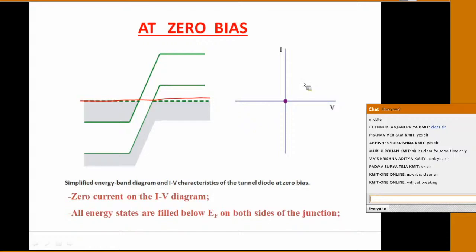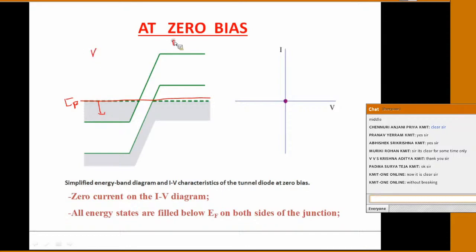There is zero current on the IV diagram. There is no current. At zero bias, all energy states are filled below EF on both sides. Now see this side. This is your EF, the Fermi level. Below the Fermi level in the conduction band, all the electrons are filled in the N type.